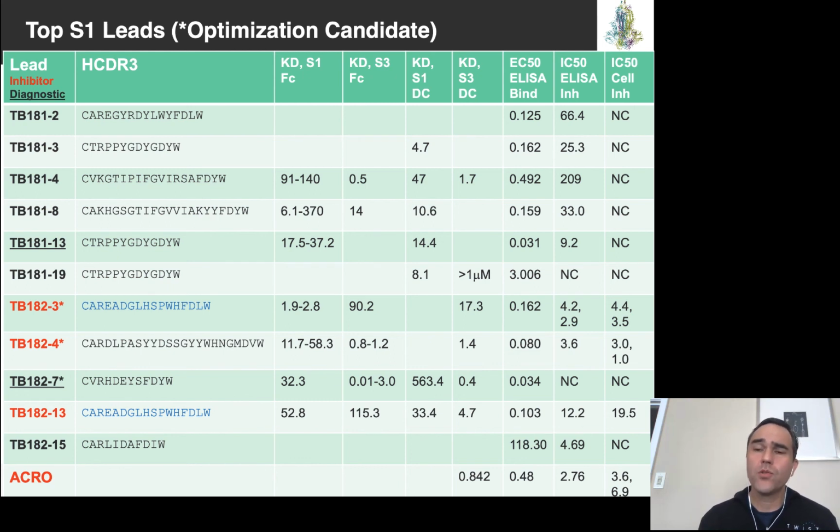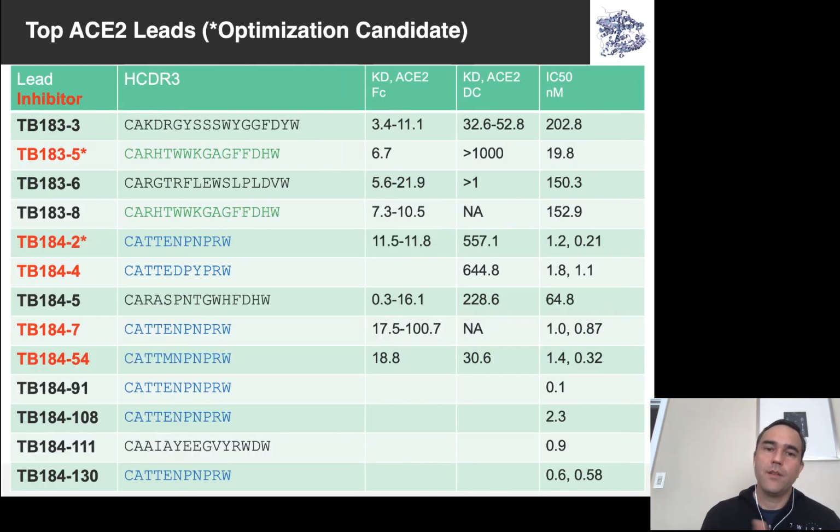But we also have a whole suite of other antibodies that don't inhibit that interaction that potentially might be useful for diagnostic applications, and those are indicated by an underline on the far left. And then, as I said, for ACE2, we also have similar data showing that we have a huge breadth of different sequences that bind with high affinity to ACE2, and we see nice inhibition of the S1 ACE2 interaction derived from these antibodies as well.